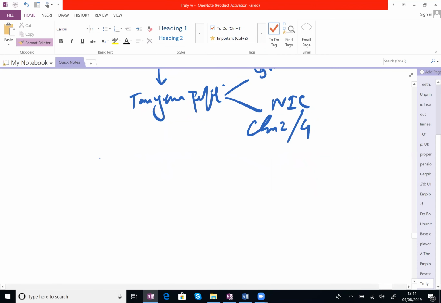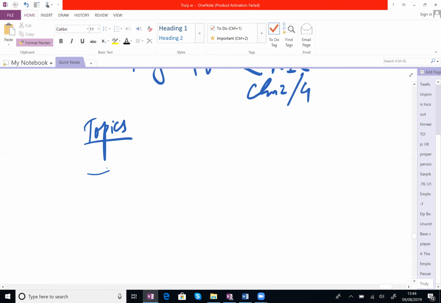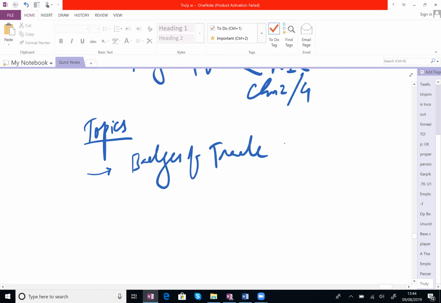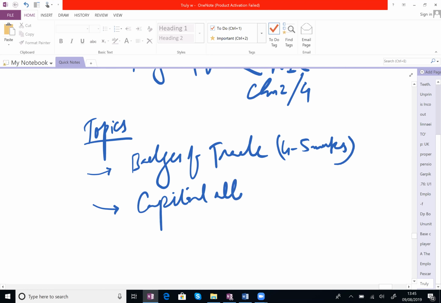Now in this trading income chapter, how many topics are there? I will tell you the topic names, and then we will discuss one by one. First topic, badges of trade. That is a theoretical topic; the examiner will test 4 to 5 marks of theory in the exam. Next topic, capital allowance. Capital allowance is an adjustment in the profits; the examiner will test 2 to 3 marks in the exam.